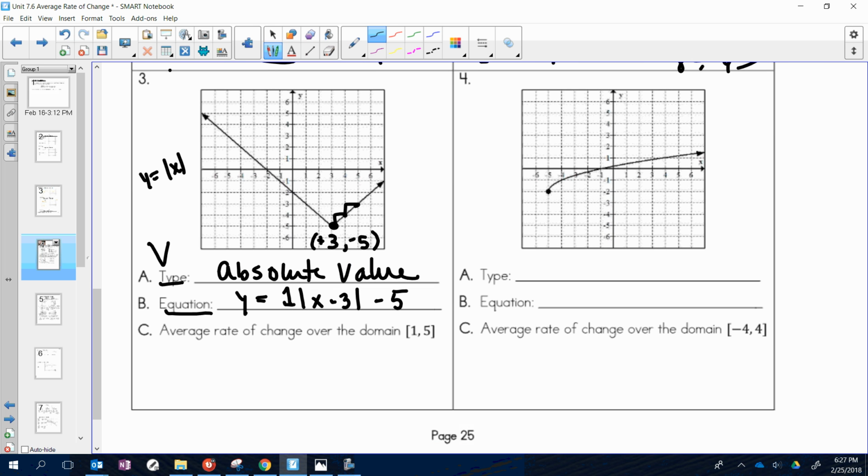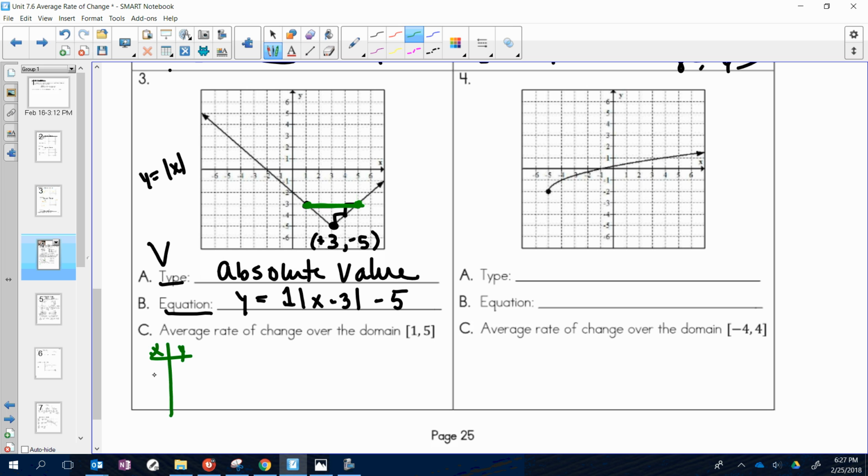Rate of change from 1 to 5. Okay, let's look at 1. Here's my point on the graph, and 5, here's my point on the graph. Oh, look at that. It looks like it doesn't change between 1 and 5. I think it's going to be 0, but let's check out the table.